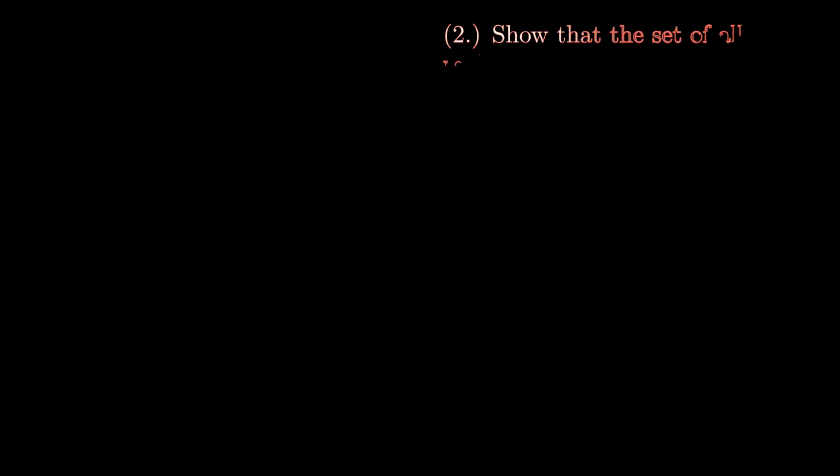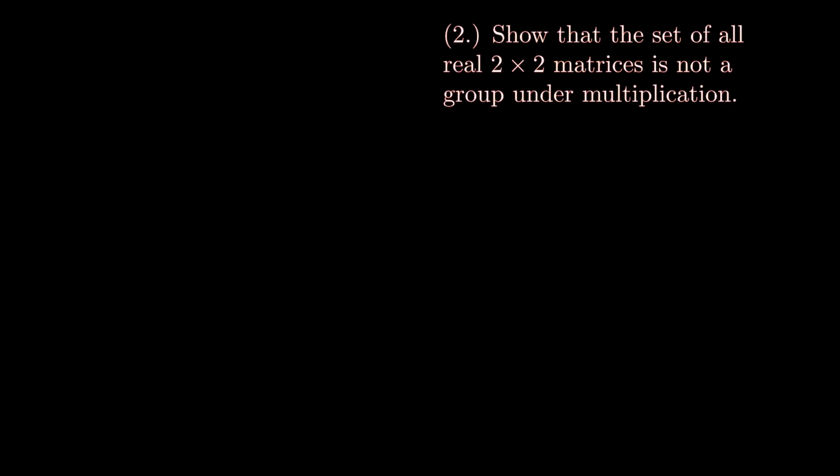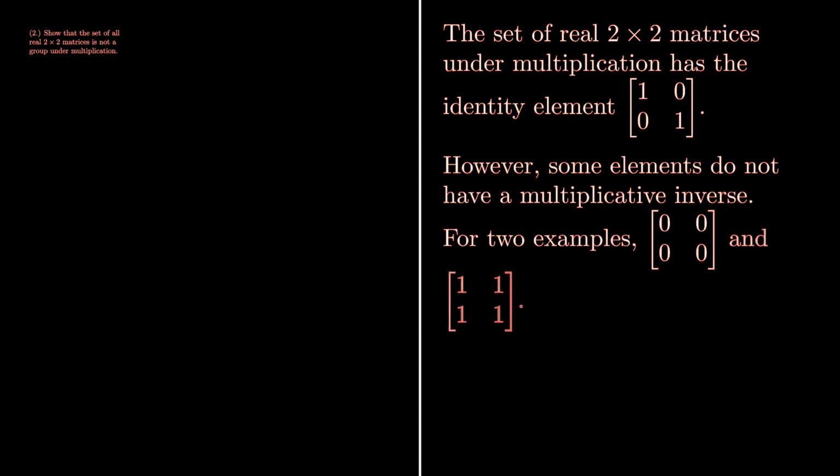And that concludes the demonstration that this is a group. So let's move on to the second exercise, showing that the set of all real 2 by 2 matrices under multiplication is not a group. And we can cut straight to the chase by noticing that the identity element for matrix multiplication in the 2 by 2 case is the 2 by 2 matrix of ones along the diagonal, zeros everywhere else. That's our identity element, the identity matrix.